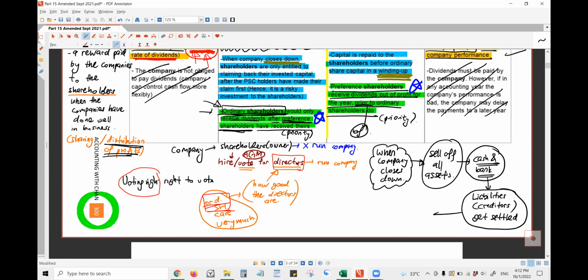And then only owners would get back their money. Shareholders are the owners in companies, remember? So there are two groups of shareholders. Which group of shareholders would get back their money first? It is preference shareholders. So you write preference shareholders would get back their investment. Get back their investment means they get back the money that they invested into the company. Followed by ordinary shareholders getting back their investment.